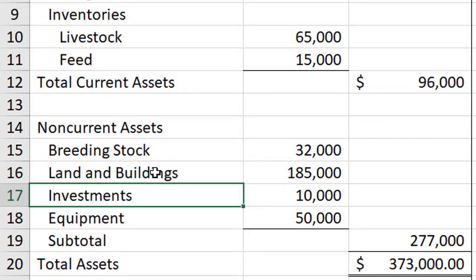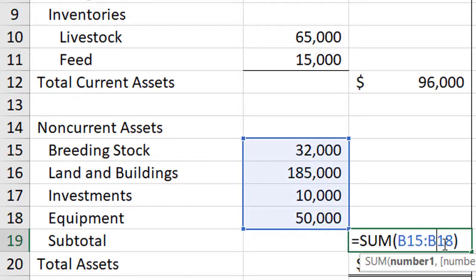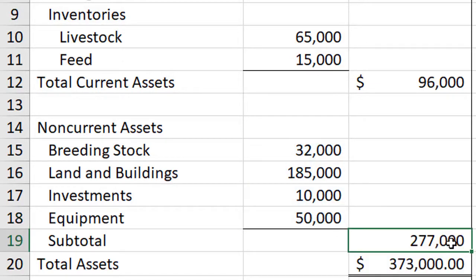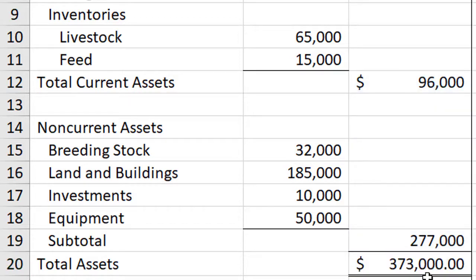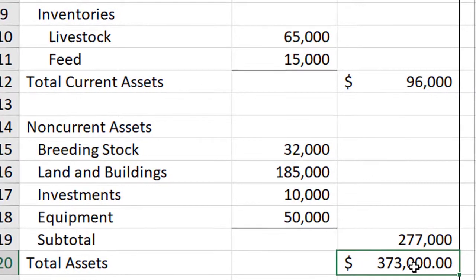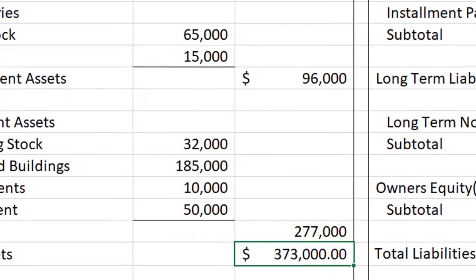So that's the cool thing about Excel. When there's something wrong with it, you can just change it immediately. And then finally, there is an equipment line here. And so we total up all those items and we get $277,000 in non-current assets. And then we total our assets by simply summing these two categories, the total current and non-current, and we get a sum of $373,000. So this farm is sitting on $373,000 worth of assets.